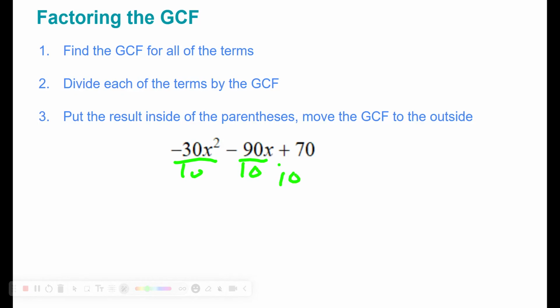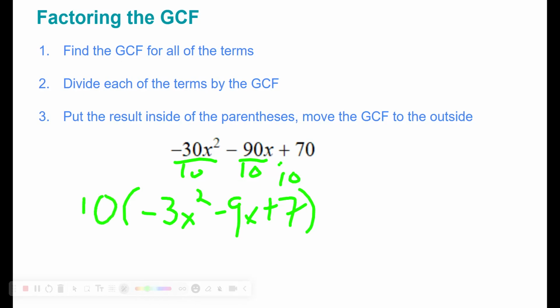Negative 30x squared divided by 10 would be negative 3x squared. Nothing happens to our variable. Negative 90x divided by 10 is going to be negative 9x, plus 7, which is 70 divided by 10. I'm not sure why that line's not showing up. And in this situation, we put that into parentheses, and we're going to leave our 10 on the outside. All right, so that is factoring out the greatest common factor from this polynomial.